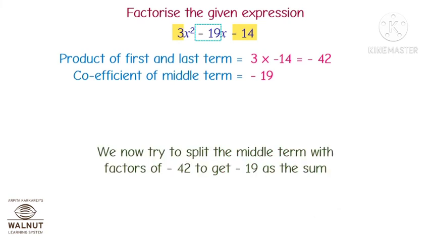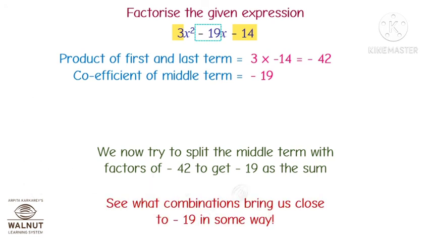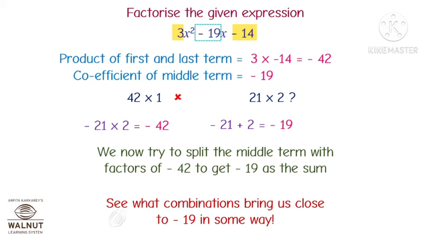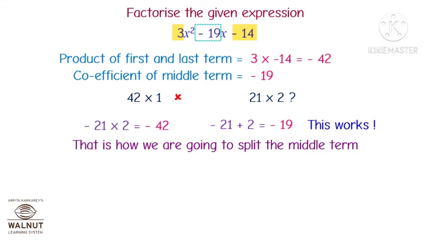We now try to split the middle term with factors of minus 42 to get minus 19 as the sum. See what combinations bring us close to minus 19 in some way. 42 into 1 is not an option. 21 into 2 can be an option. Let's see. Minus 21 into 2 is equal to minus 42, and minus 21 plus 2 is equal to minus 19. This works. That is how we are going to split the middle term.